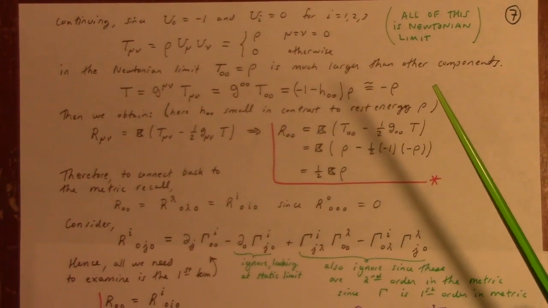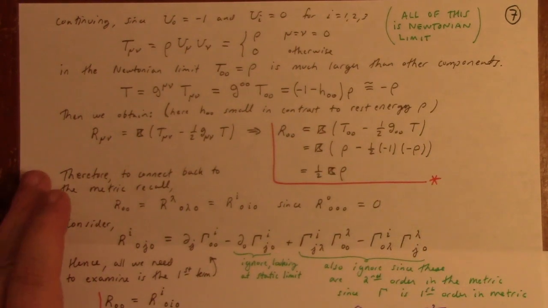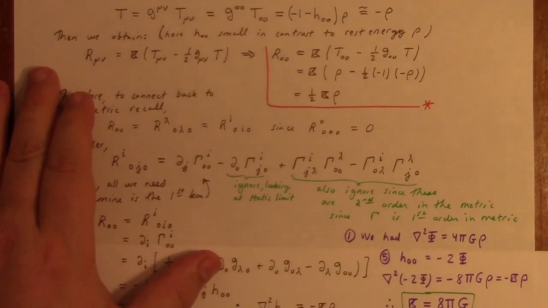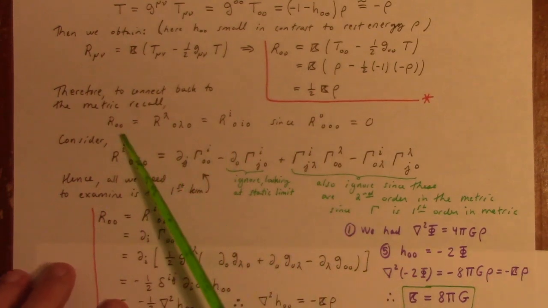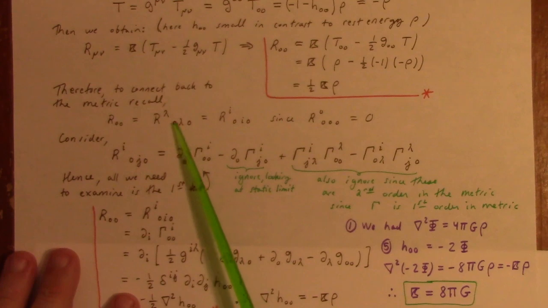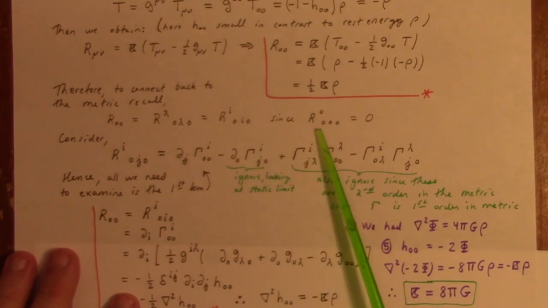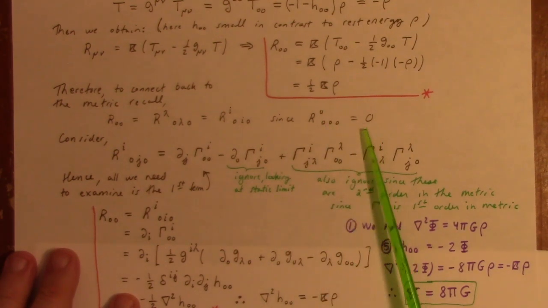But we'd like to connect that to the metric. So we're getting there. And so R00, remember what it is. Well, it's the contraction of the Riemann tensor, lambda cross lambda here. But we know that when you put all zeros, it's 0 because it's anti-symmetric in some indices there, and that makes that 0.